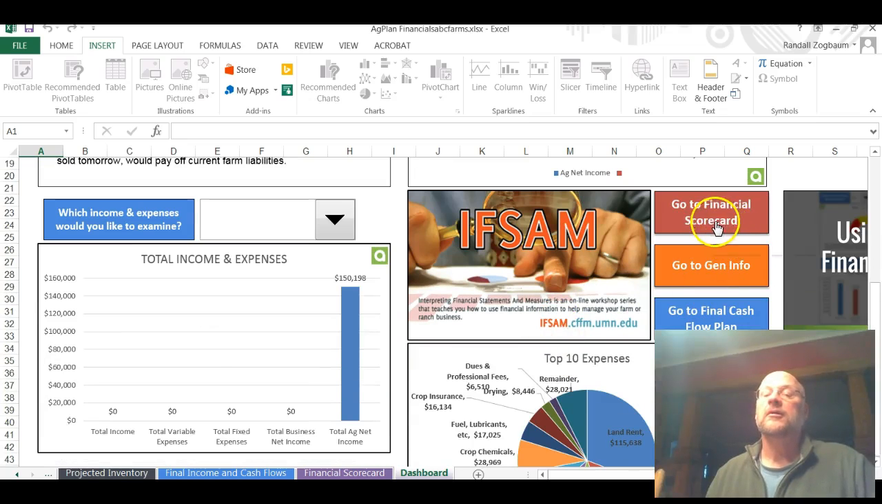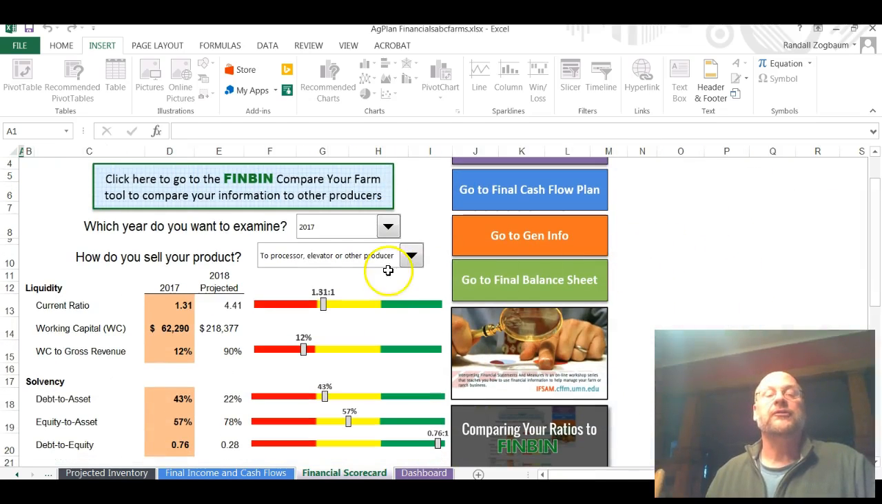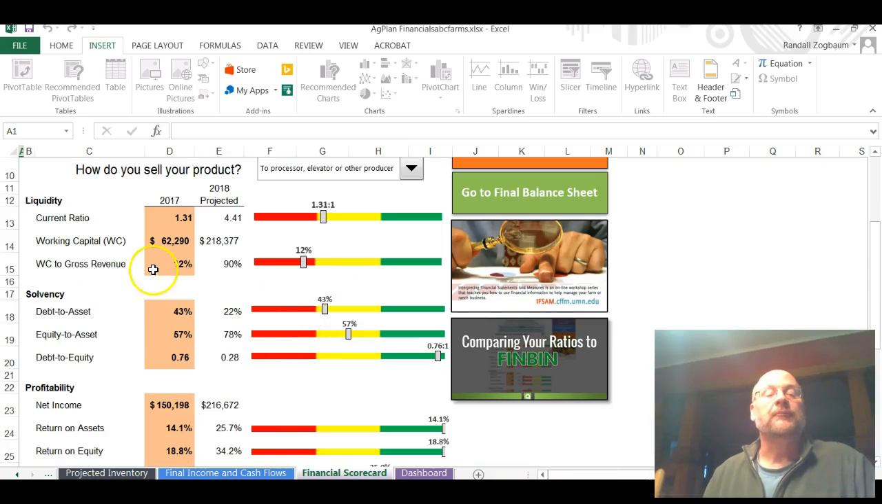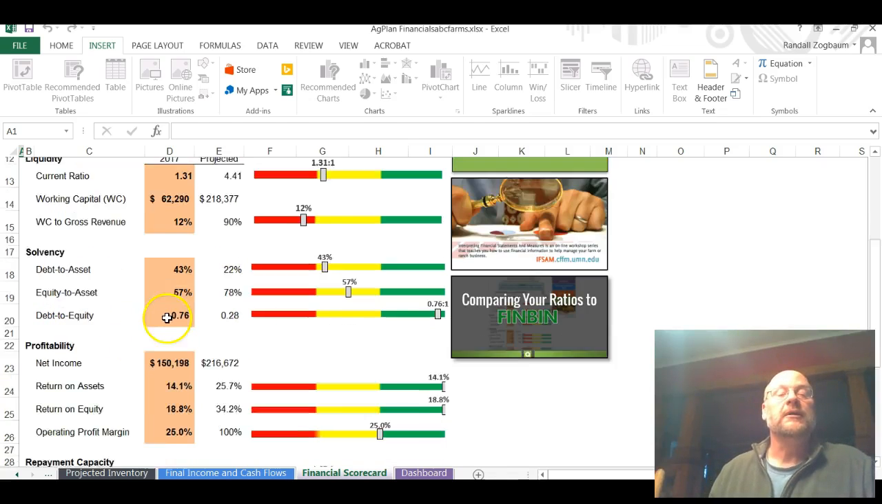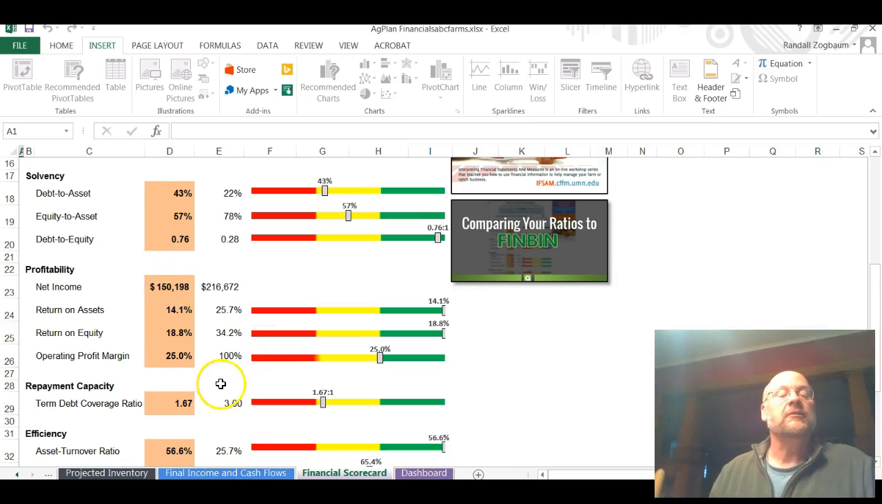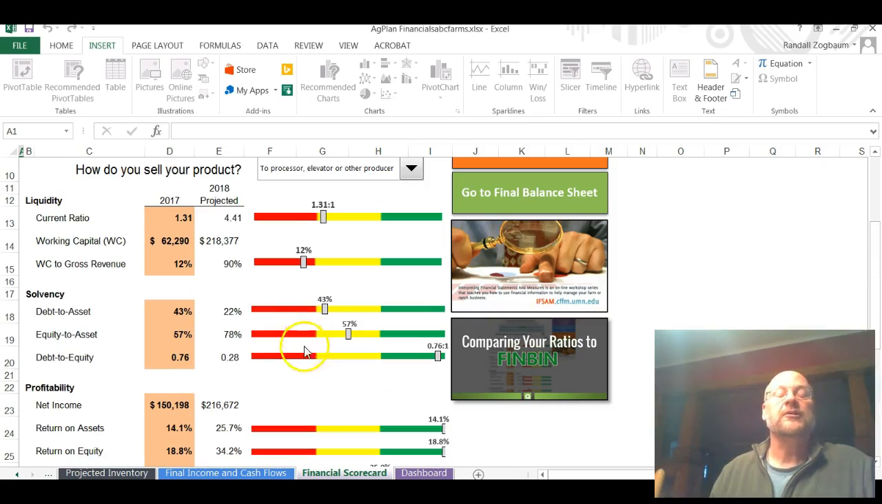Let's see, financial scorecard. This is really a nice tool. So these liquidity ratios kind of help tell you where you're at. A little high on the working capital to gross revenue range. You want to be a little higher than that. Of course, it looks like next year will be real high, but that's not quite accurate yet. The solvency ratios, we can start to see a little bit about that.